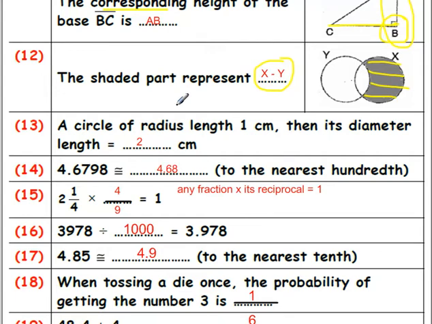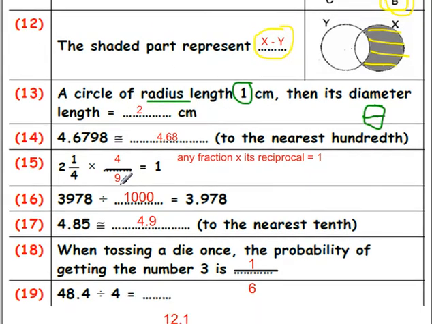A circle of radius length 1 centimeter. Then its diameter length equals what? If I have a circle and its radius is 1, so its diameter will be equal to 1 plus 1. 1 plus 1 equals 2. Number 14.